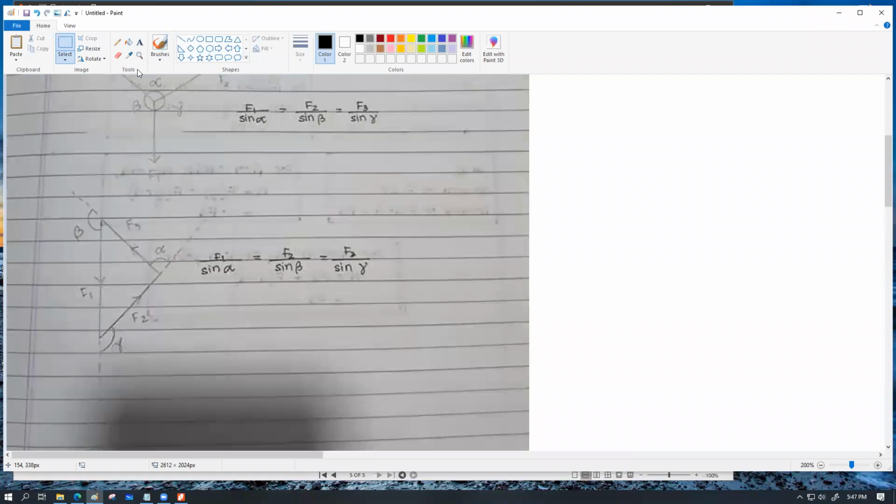Okay, so what I really wanted to observe is that because this angle has become beta, essentially, how much would this angle be? 180 minus beta. And that ratio is equally applicable for the other parts as well. This angle is supposed to be 180 minus alpha. This angle is supposed to be 180 minus gamma.